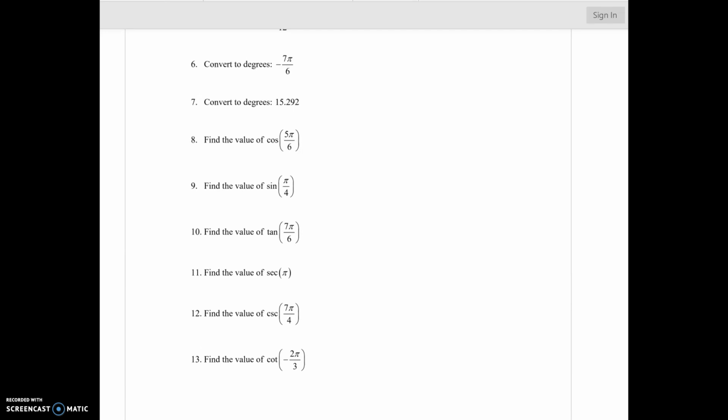Let's try to find the value of cosine of 5 pi over 6. What is cosine 5 pi over 6? It is basically the cosine of 150 degrees. When I am looking on my trigonometric circle, I'm supposed to be able to find, using my triangle, that it is equal to negative square root of 3 divided by 2, which is around negative 0.866.